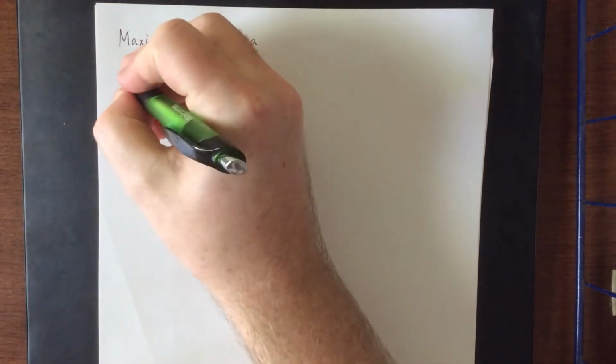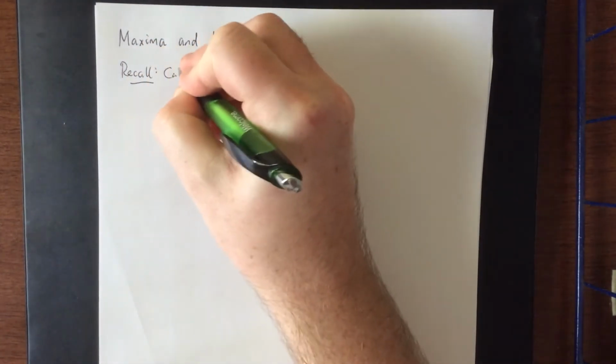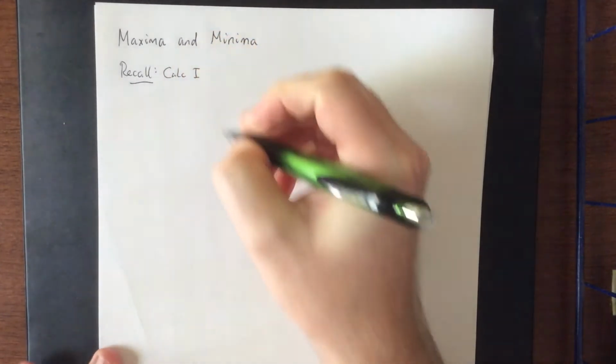In this section, we're going to start moving toward the optimization problems that we recall from back in Calc 1. And we're going to talk about maxima and minima. As I've been doing for the last several sections, first thing I'm going to do is ask you to recall these concepts from a Calc 1 sense.